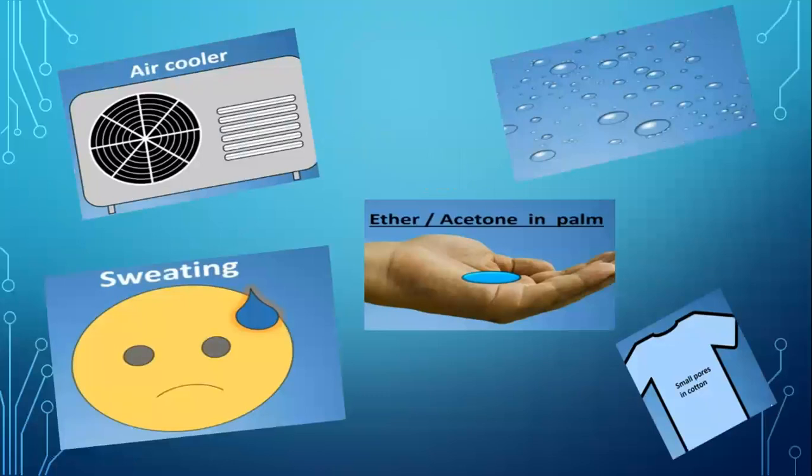Today, our topic is very interesting. You people know the usage of an air cooler in summer. After sweating, you feel a cooling effect. When you put a drop of ether or acetone on your palm, it vanishes in a while. Sprinkling of water on the roof also gives a comfortable effect. Wearing of cotton fabrics in summer is very common.